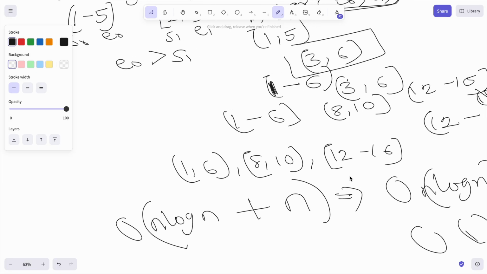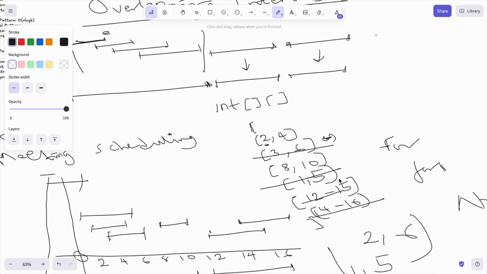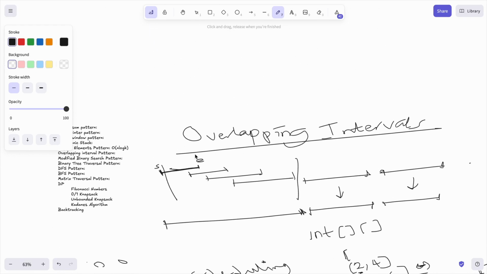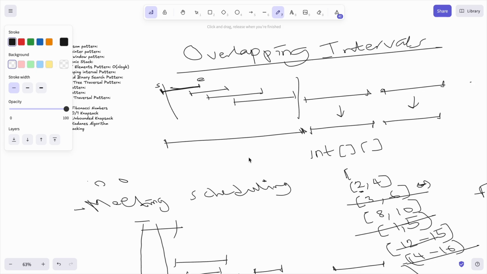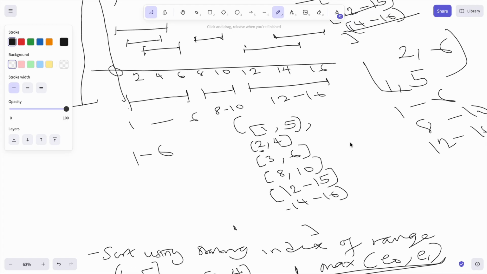So this is the way to solve problems related to intervals and overlapping intervals. Examples include meeting scheduling, interval merging, and interval ranges. For this kind of problem, this is how we want to approach it.